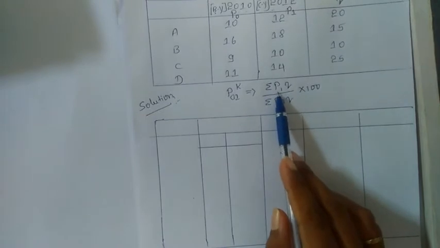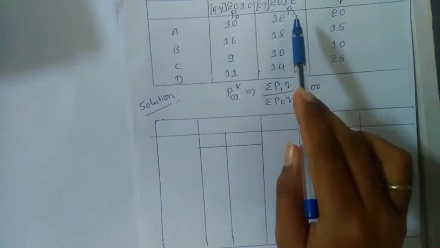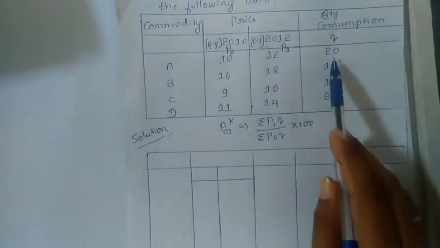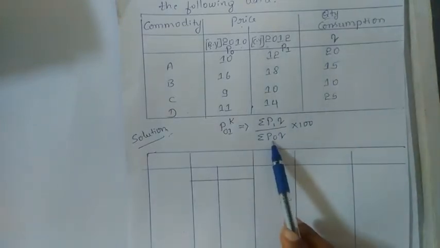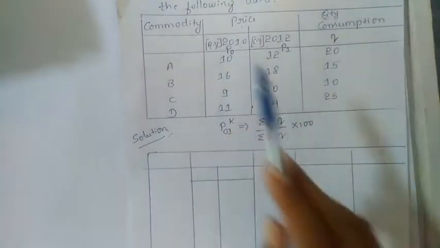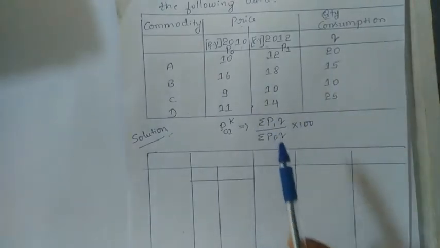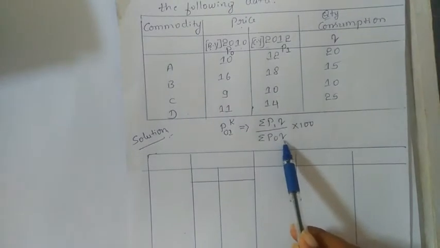See here the formula, summation P1Q. You have to check whether the P1 value is given. Yes, they given already the P1 values. Next, Q values, they given the quantity consumption. Next, in the denominator P0 value. Yes, we already know that P0 value, then Q value. So you have to calculate P1 into Q, then P0 into Q.